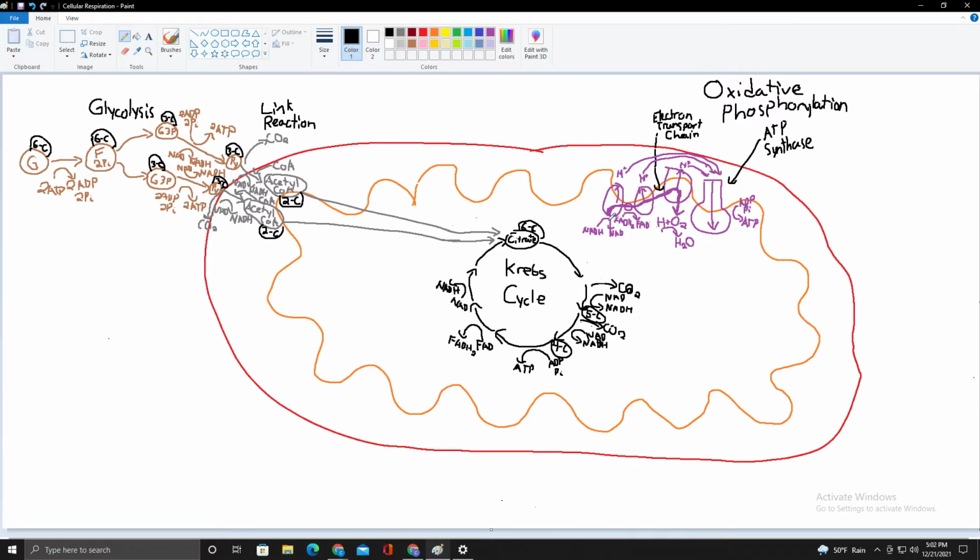Then the electrons and the hydrogens move through the electron transport chain, where they're accepted by the final electron acceptor, which is oxygen, and the hydrogen and the oxygen molecules bond to create water. Then the H+ ions in the electron transport chain move through ATP synthase, which is an enzyme, and that drives the reaction to create ADP and phosphate and make ATP out of that.